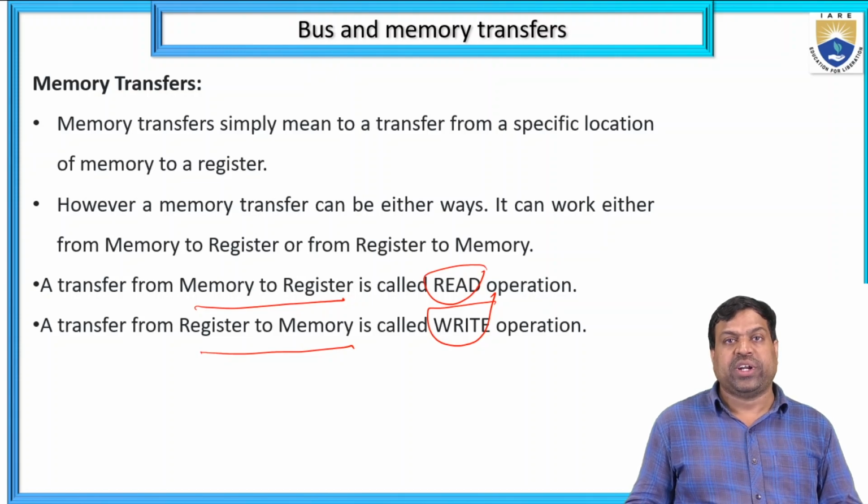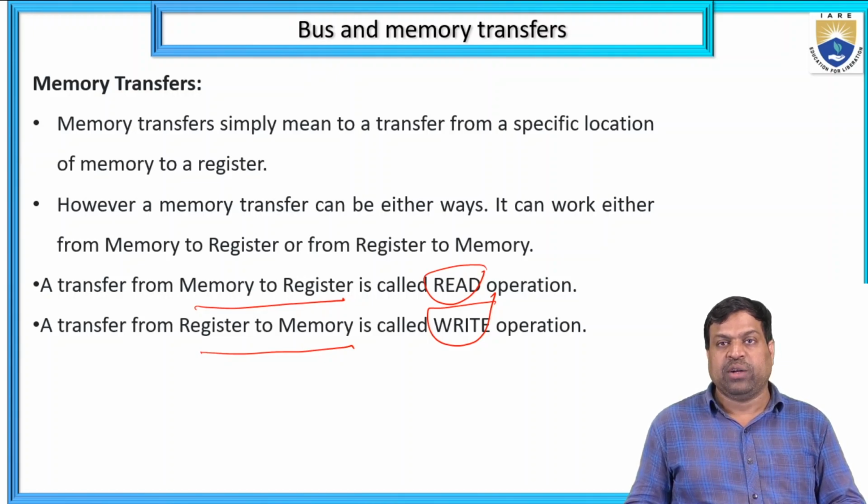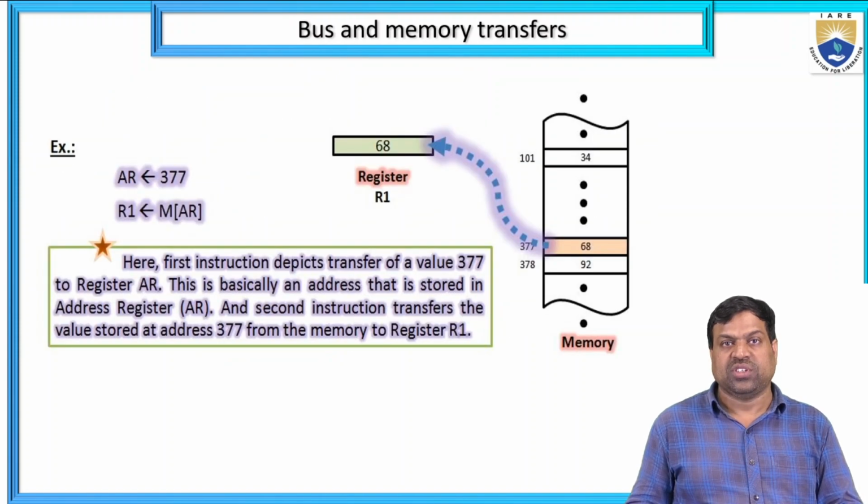It is about the memory transfer, and it simply means to transfer from a specific location of memory to a register. And the memory transfer can go either way. It can work either from memory to register or register to memory. It will depend on whether we go memory to register or register to memory. It will be completely about read and write operations.